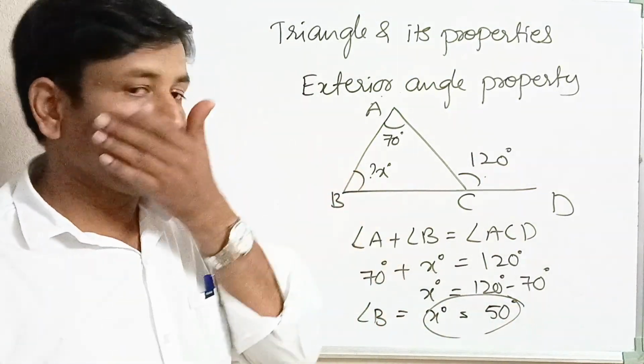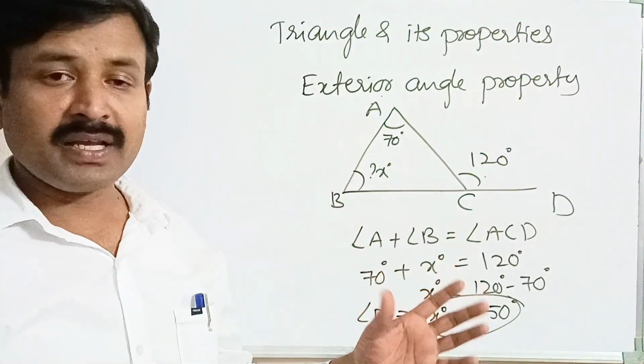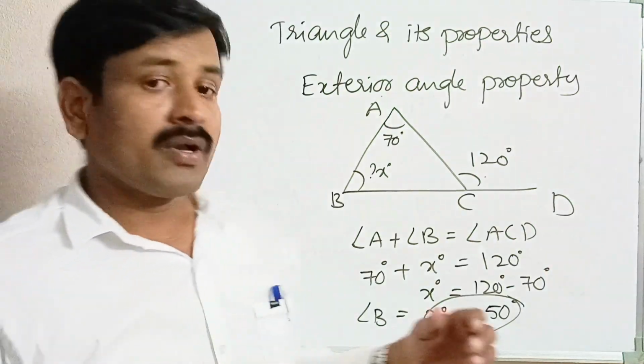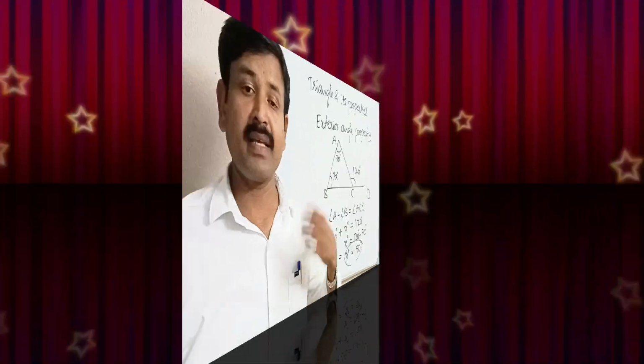Now this is the exterior angle property of a triangle. These are all the properties of a triangle. So we will discuss more problems by using these properties in the next video.